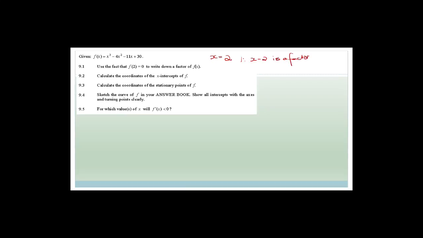So they're kind of helping you, because the next thing they want us to do is to factorize, because they say calculate the coordinates of the x-intercepts. The only way we can work out the coordinates of the x-intercepts is to factorize this. So we're going to be using this x minus 2 to factorize the rest of this. So we've got x cubed minus 4x squared minus 11x plus 30 is equal to x minus 2, times a bracket.